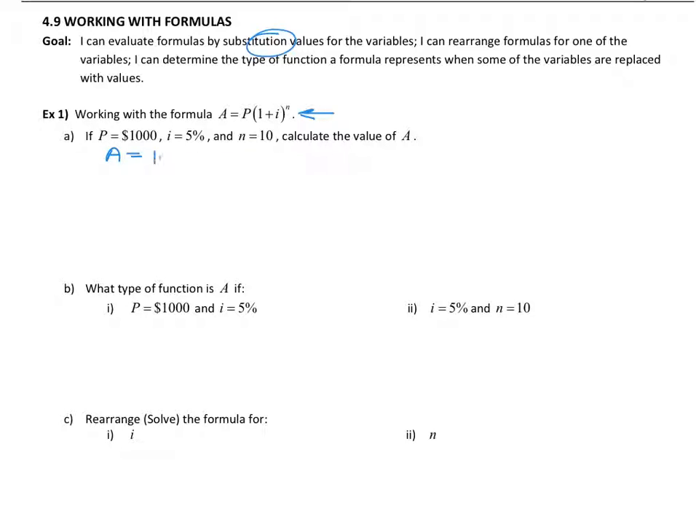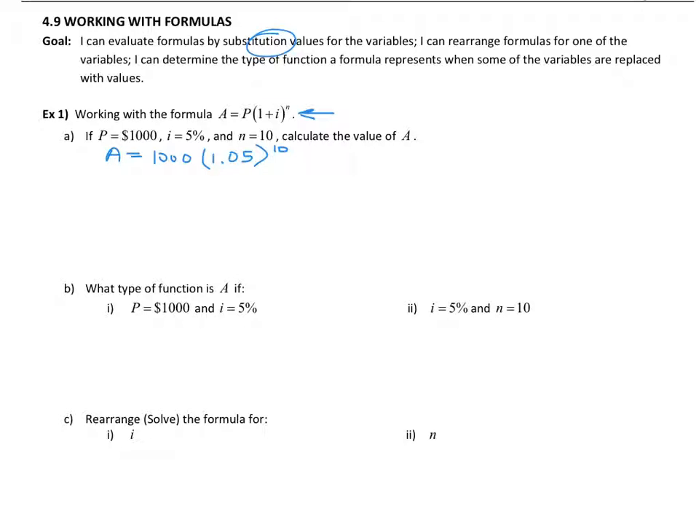The principal is $1,000, and we're investing it at 5%. We'll assume that's just annually. I didn't specify, but it is annually. So we'll just sub that in for our I, and our N is 10. So there's 10 compounding periods, whatever it happens to be. So then you're just going to pop that into your calculator and get an answer for that.